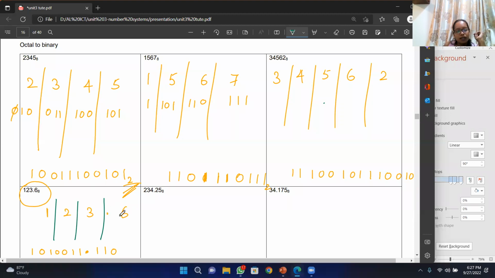Nothing to worry regarding the fractions. Same procedure, only difference is you have put a point here, right? So just 6, how to convert it into 3-bit binary 110. Yes, this one is 011.